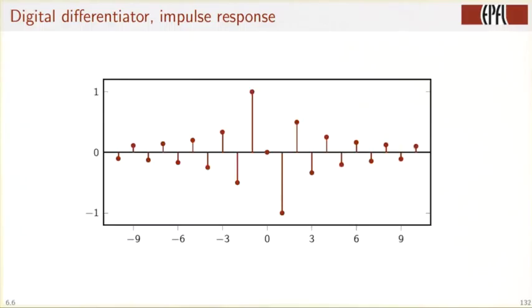We see this impulse response here. It's 0 at the origin, and then it alternates and decays as 1 over n on both sides. It's an asymmetric impulse response.